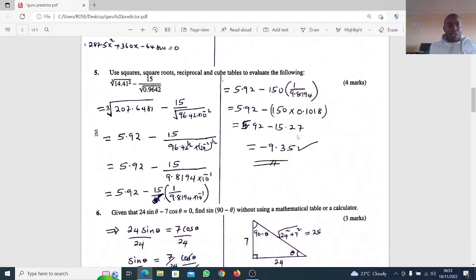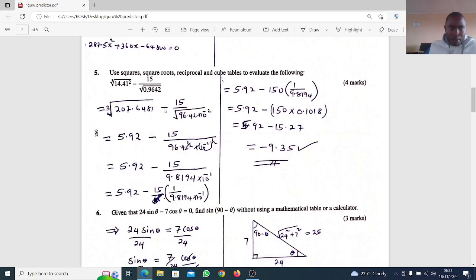The question is saying use squares, square roots, reciprocal and cube tables to evaluate the following. So the expression is the cube root of 14.41 squared minus 15, all over the square root of 0.9642. The first step is to find this from the table. If you open your table, you'll find the square of 14.41 to be 207.6481.